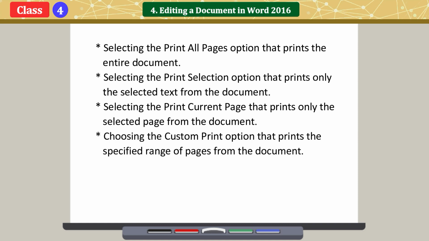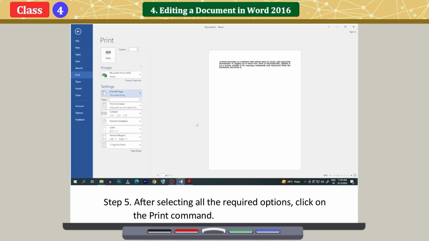Selecting the Print Selection option prints only the selected text from the document. Selecting the Print Current Page prints only the selected page from the document. Choosing the Custom Print option prints the specified range of pages from the document. After selecting all the required options, click on the Print command.